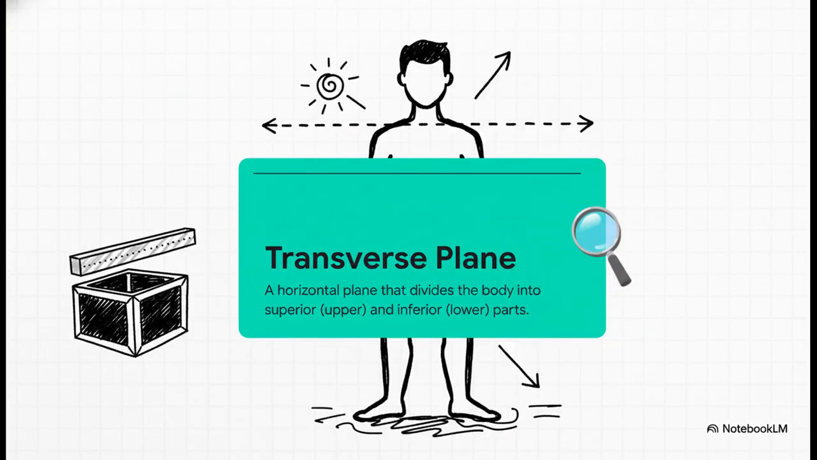So, now that we have our starting position, we need a way to see inside. The way we do that is by imagining these invisible planes slicing through the body. The first one is the transverse plane. It's a horizontal slice, kind of like a magician sawing someone in half, that divides the body into a top half, that's superior, and a bottom half, that's inferior.